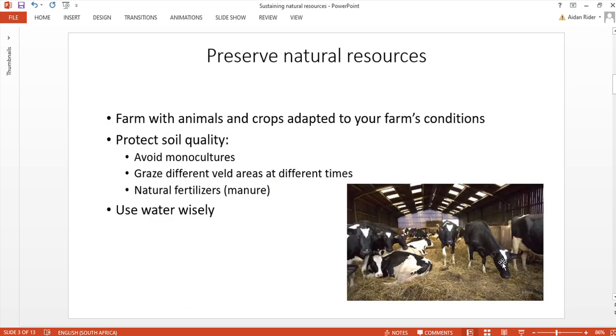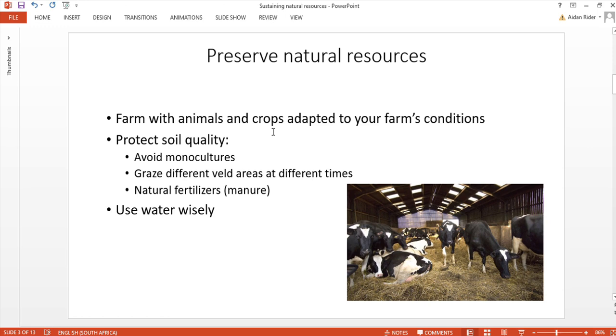Then how do we preserve these natural resources? We don't want it to run out. Okay, so first of all, when we farm with animals and crops, we need to use those that are adapted to certain farming conditions. If you're in the Kalahari in the desert, you will not farm with dairy cows because they are not acclimated to that dry and warm area.